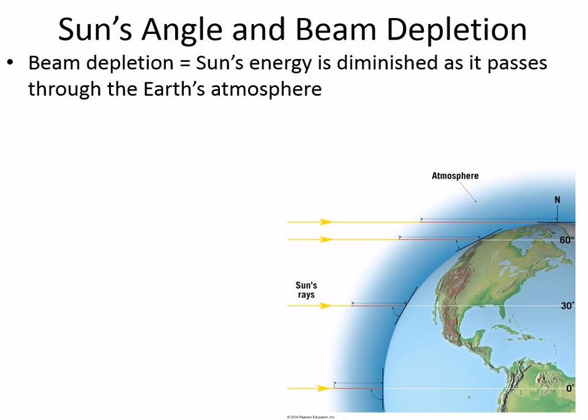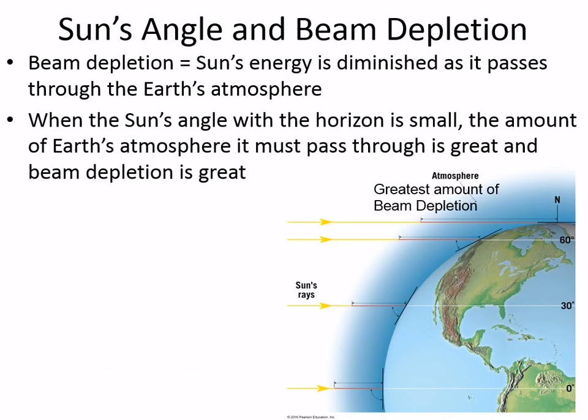Good. I told you there were 2 reasons that angle makes a difference. One is beam spreading: the smaller the angle, the more that beam is spread. The other is beam depletion. Beam depletion happens because that shaft of light has to travel through the Earth's atmosphere. We're going to talk more about what happens, but the thicker the atmosphere it needs to travel through, the more it's going to be depleted. So we call this beam depletion.